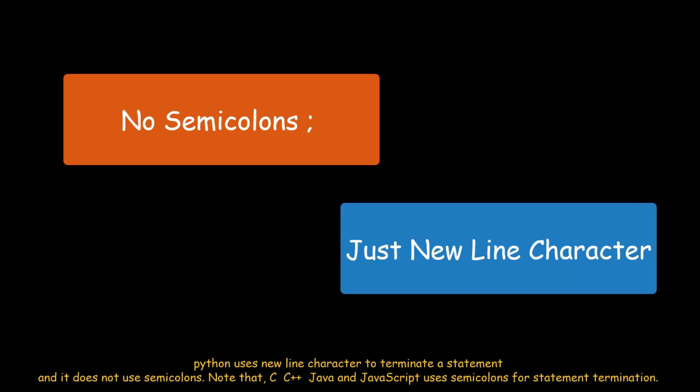Python uses new line character to terminate a statement. And it does not use semicolons. Note that C, C++, Java and JavaScript use semicolons for statement termination.